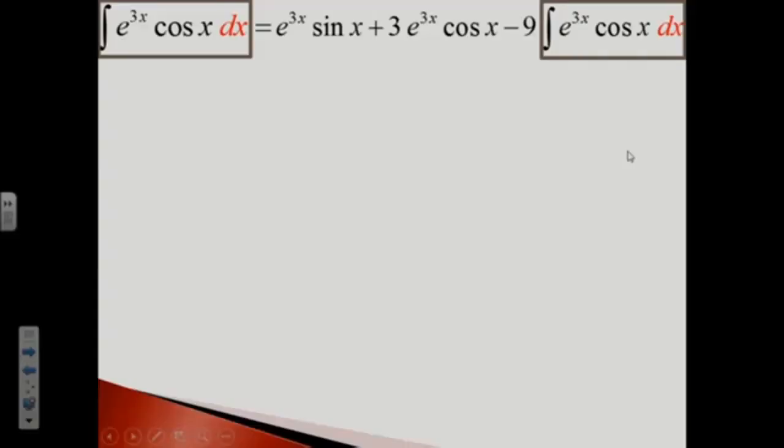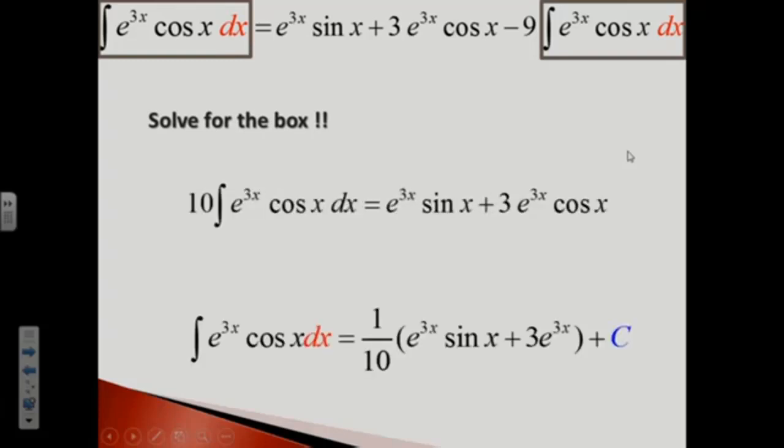Notice that the integrals in the box are the same. To find it, solve the equation and remember to add c in the final result. Check with formula 193 in the appendix.